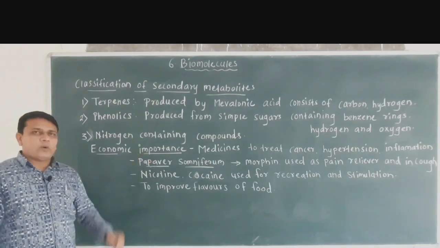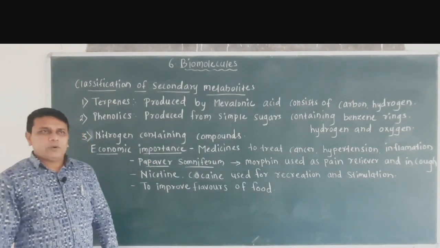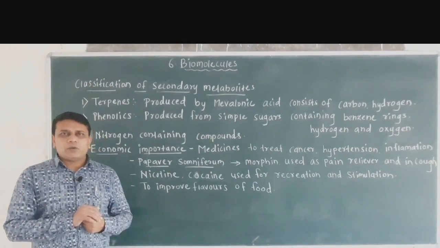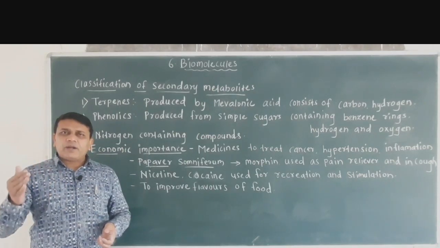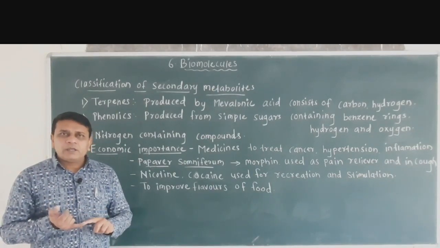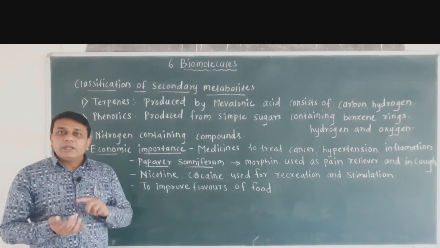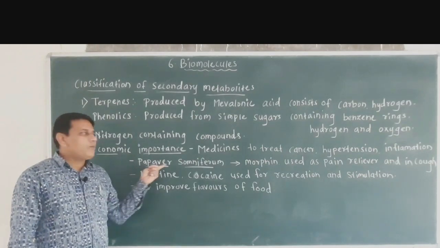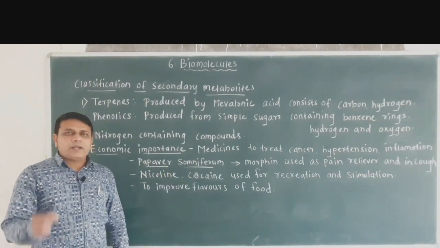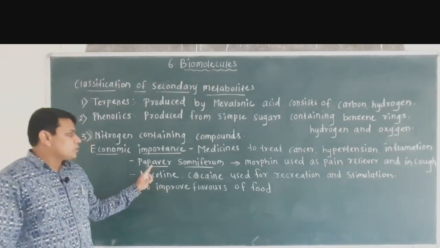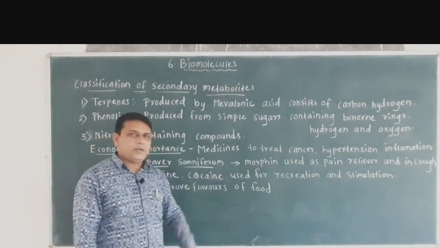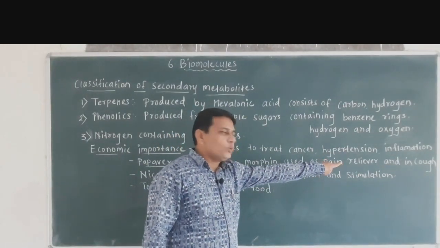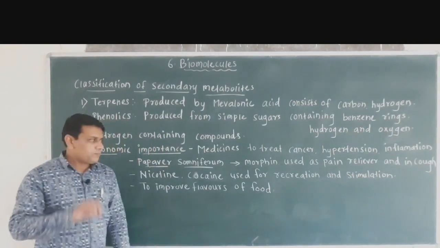Then the economic importance of secondary metabolites. Secondary metabolites are used to produce different kinds of medicines, to treat different diseases like cancer, hypertension and inflammatory diseases. Then a plant called as Papaver somniferum, in Marathi it is called as khaskhas. So this plant produces morphine, which is used as a pain reliever, and also it is used in cough.